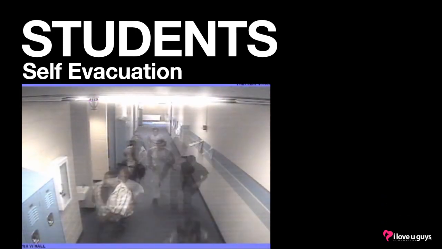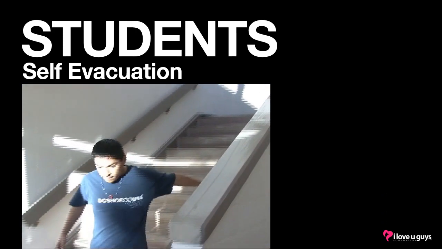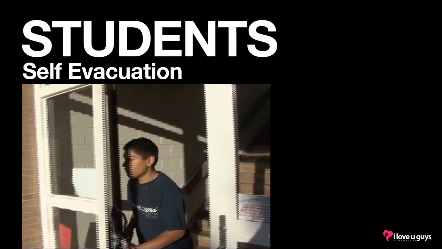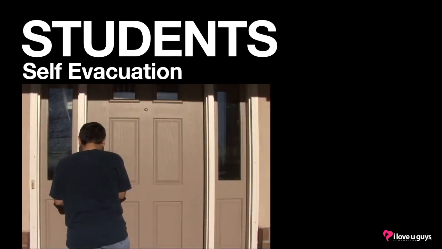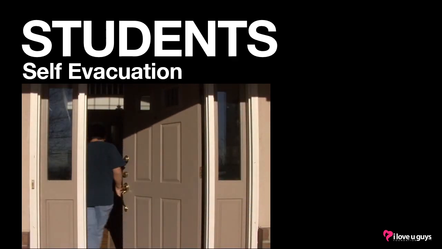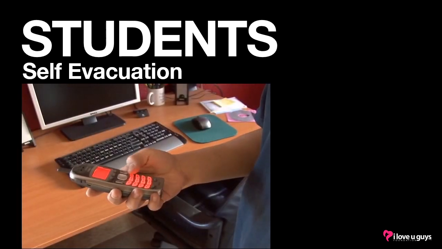Self-evacuation, which means exiting the school and leaving the campus, is an option. If you're in a hallway, common area, or near an exterior door, self-evacuation may be your best choice. Once you've arrived at a safe location, you should immediately check in with your parents and the school district to let them know you're safe.